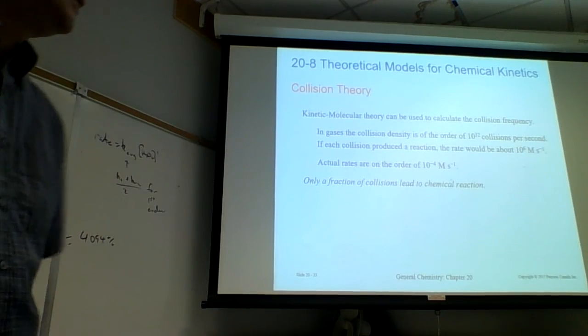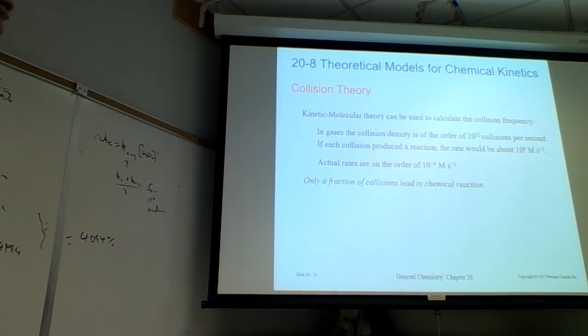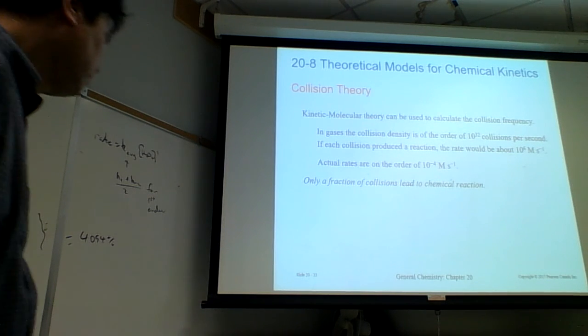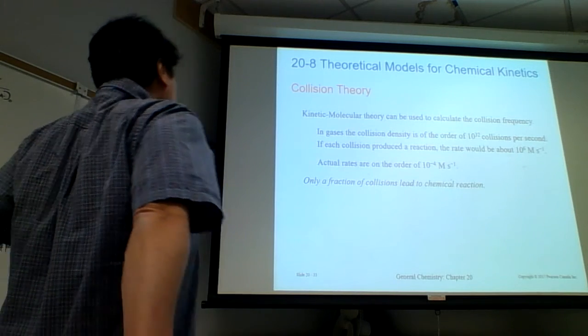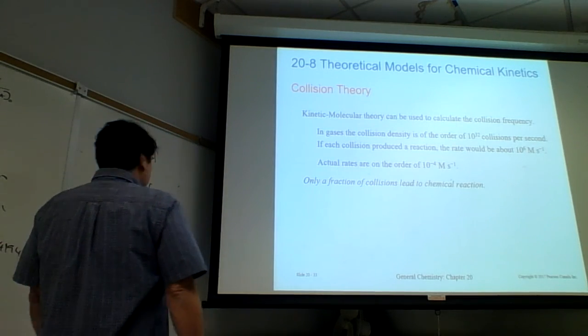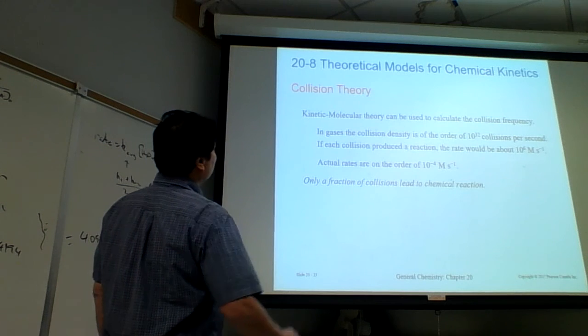We can always do the experiment and figure out what M and N are, but it turns out there is a way to figure out what M and N are based on theory. And the theory is how things react. We look at collision theory.